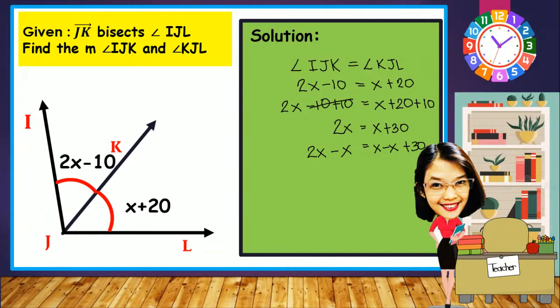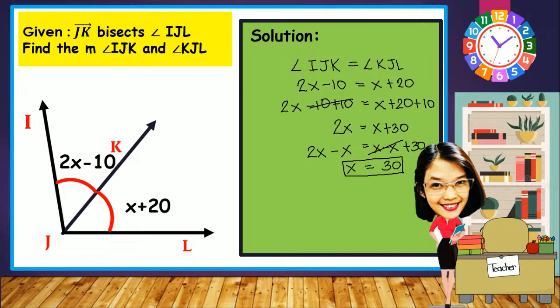Okay? Kung ano yung ginawa sa kanan, gagawin sa kaliwa. You also have to subtract x. Diba nga, para mawala, ano yung natira? 30. And then, what's next? Simplify this term. 2x minus x. This means that there is 1. So, 2x minus x is just x. So, the value of x is 30.